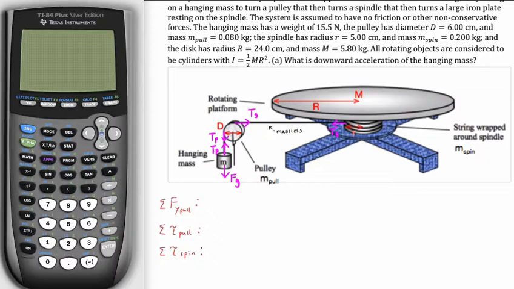to solve for the acceleration of the system, because there's just the one translational acceleration. It's mentioned as the downward acceleration of the hanging mass, but it's also the translational acceleration at the perimeter of the pulley. It's also the translational acceleration at the perimeter of the spindle. But we'll see that actually in our calculations.